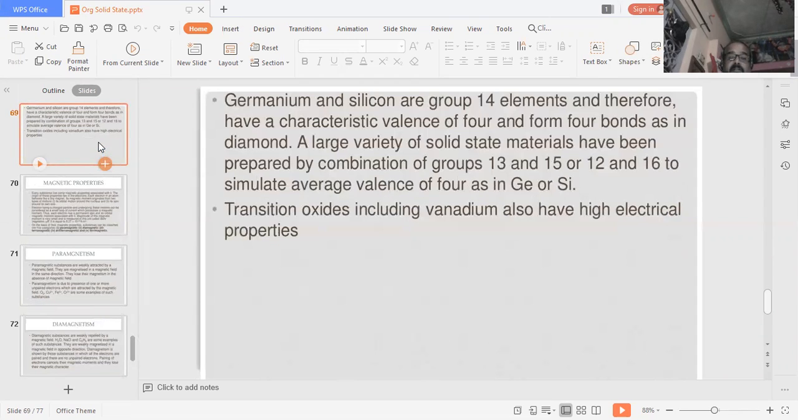Germanium and silicon are group 14 elements and therefore have a characteristic valence of 4 and form 4 bonds. Like diamond, a large variety of solid state materials have been prepared by combination of group 13 and 15 or 12 and 16 elements to simulate an average valence of 4 as in germanium or silicon. And transition metal oxides including vanadium oxides also have high electrical properties.